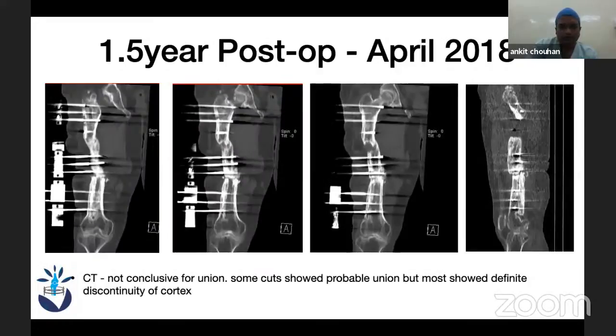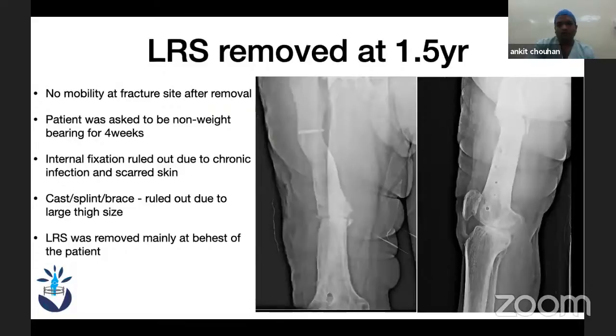Before frame removal, I got a CT scan done, which on most of the cuts showed definite discontinuity of the cortex. There were no definitive signs of union. But it was almost 1.5 years post fixation. The patient was starting to get restless and wanted the frame removed. So the frame was removed at 1.5 years.